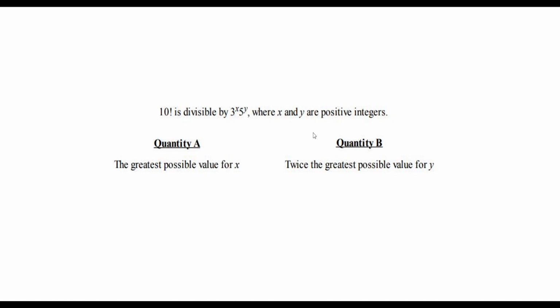Today we are gonna solve a GRE question. The question is: 10 factorial is divisible by 3 to the power of x times 5 to the power of y, where x and y are positive integers. Which one is greater? Quantity A, the greatest possible value for x. Quantity B, twice the greatest possible value for y.